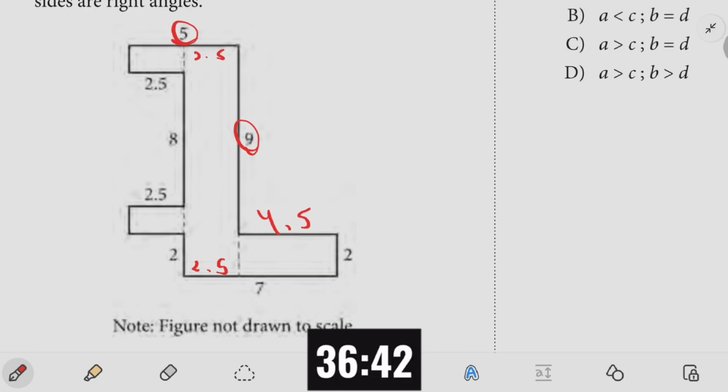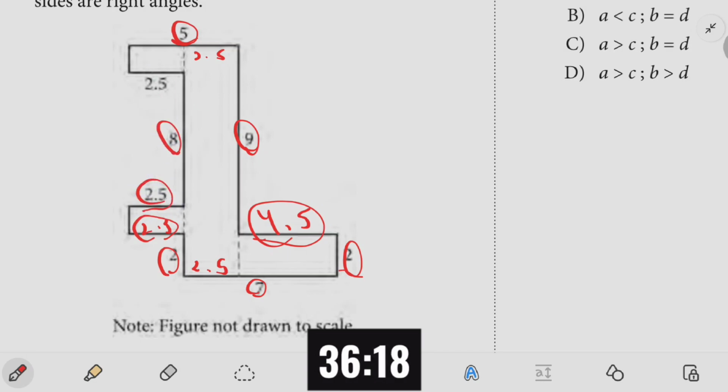Plus 4.5 plus 2. These two. Plus 7 plus 2 plus 2.5. Plus 2.5 plus 8 plus 2.5 plus... we're missing this one and this one.